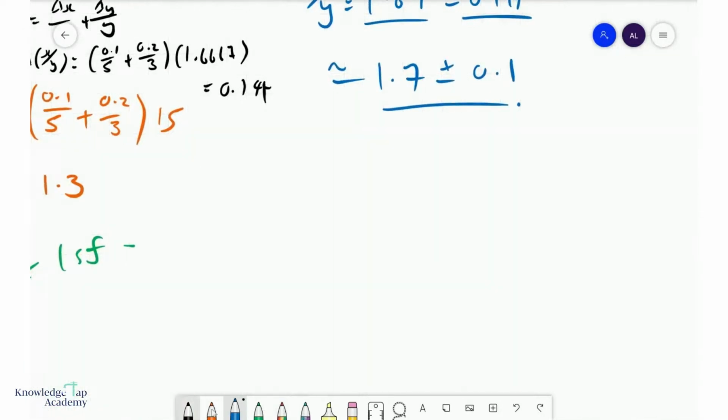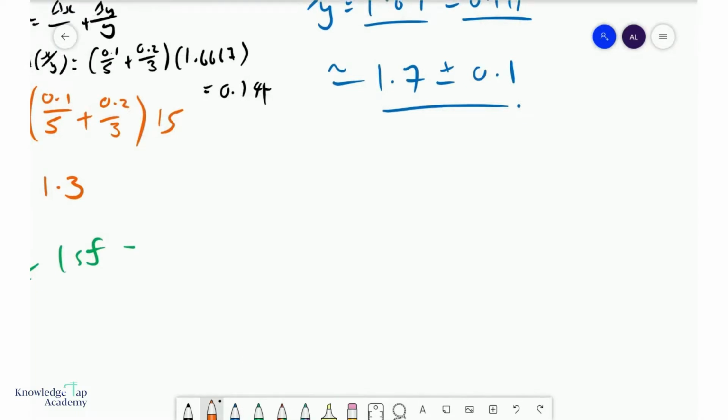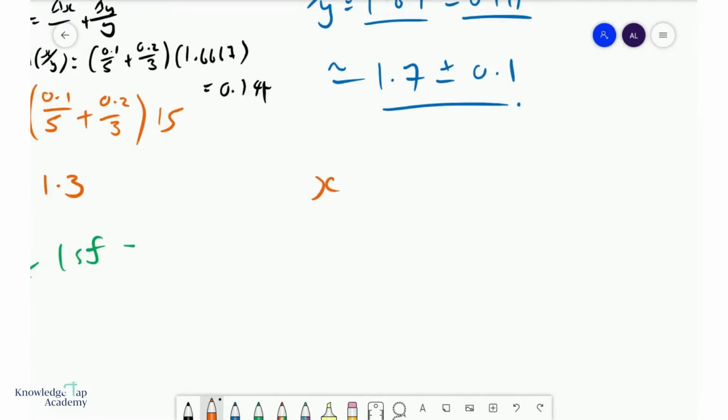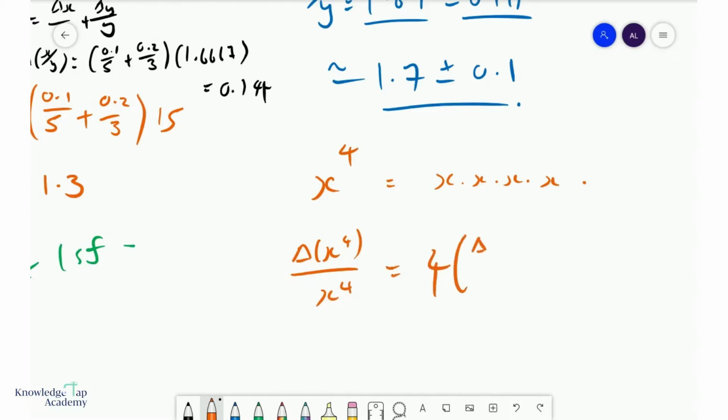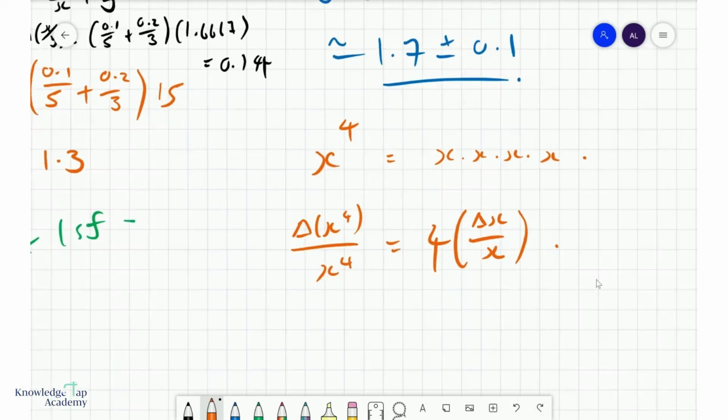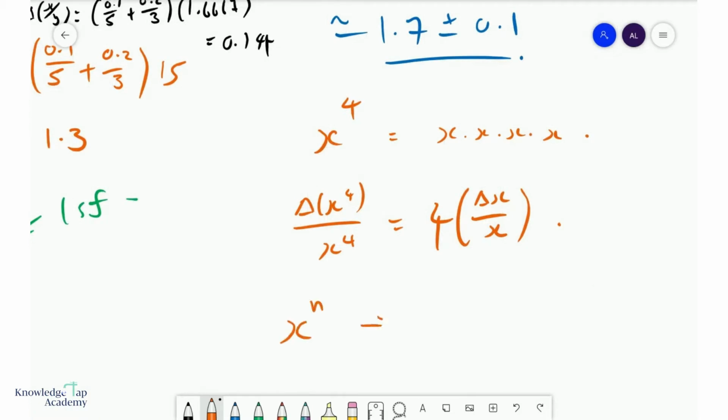Of course, one more thing that we can do is the power. So suppose we have x to the power of 4. This would be the equivalent of x times x times x times x. So technically, that means delta of x to the power of 4 over x to the 4 is equal to 4 delta x over x. So technically we can say that for any quantity to the power of n, the fractional uncertainty would be n times delta x over x.